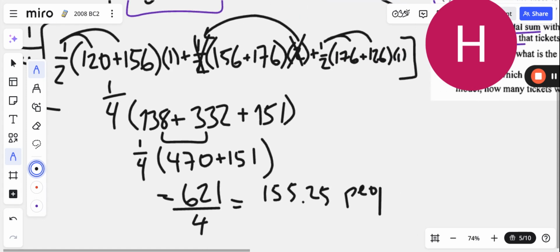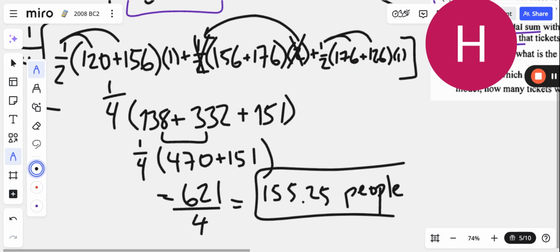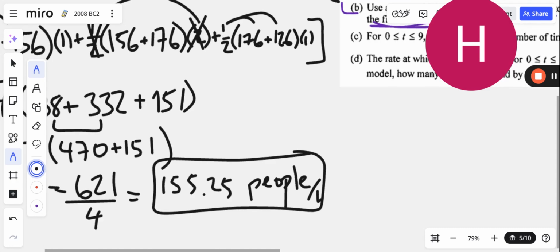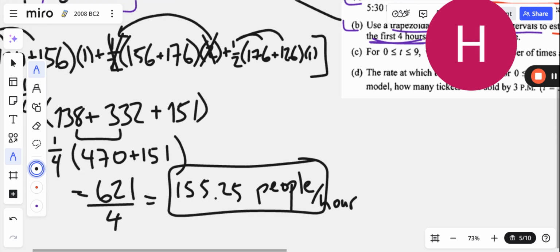This is the approximate average number of people per hour. This is just an average. Of course, we can't have a quarter of a person.